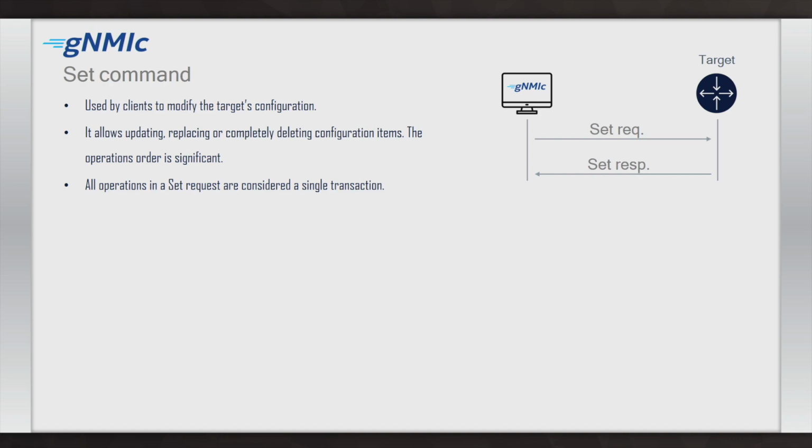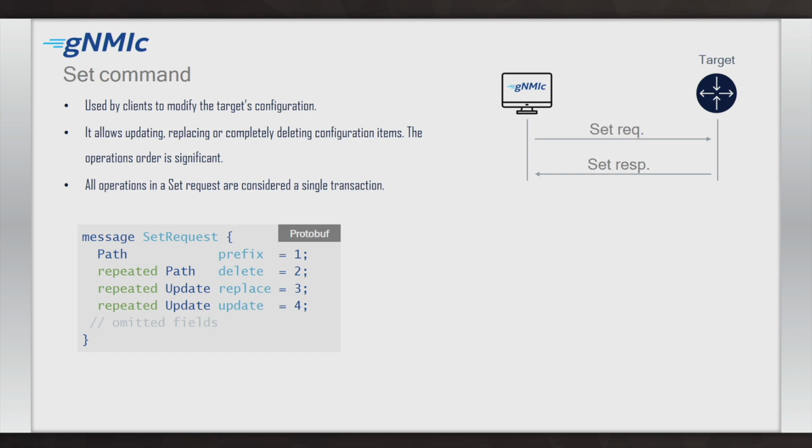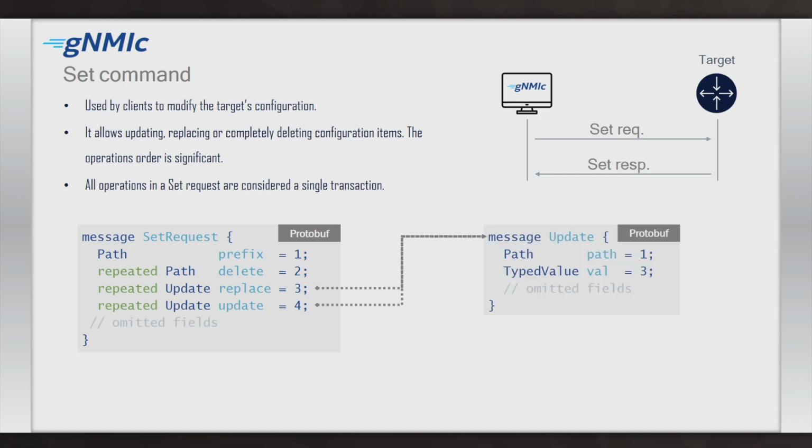The set command lets you run a set RPC against your router. So again, going to the set request proto message, you can map each one of the fields there to a CLI flag. So in a set request, you send a prefix, a path prefix that will apply to all the other paths. You can delete values or objects in your router. You can replace them, or you can update them. The delete, replace, and update will apply in that order. So delete, replace, then update.